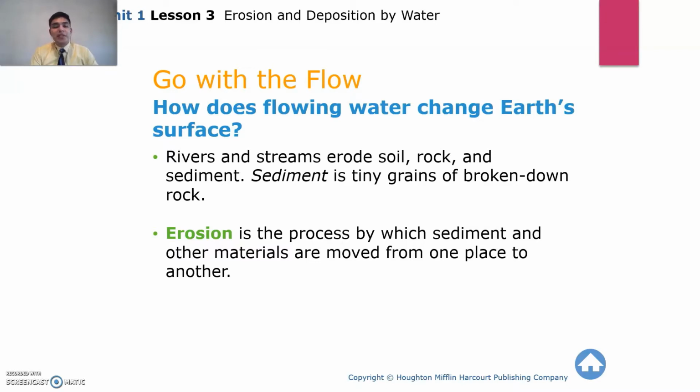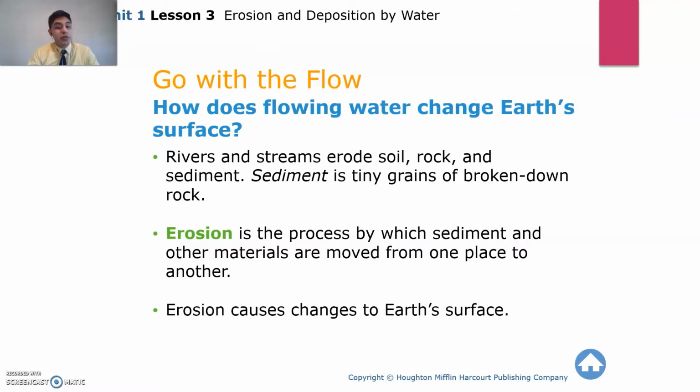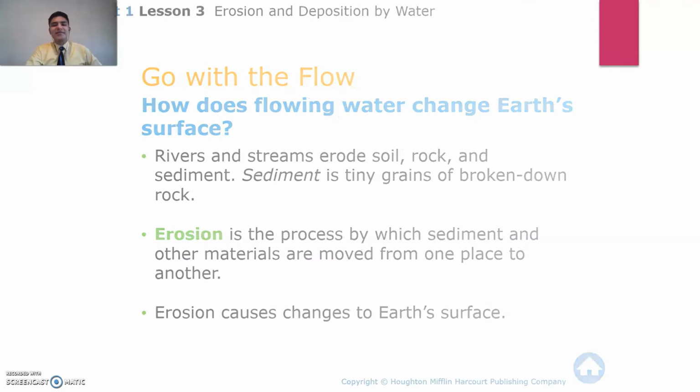Erosion is a process by which sediment and other materials are moved from one place to another. Please make sure to write down the most important words in your notebook. Erosion is an important word. So, when we move those little particles of rock from one place to another is what we call erosion. Erosion causes changes to Earth's surface. So definitely, every time we start piling up small rocks, the surface continues changing.